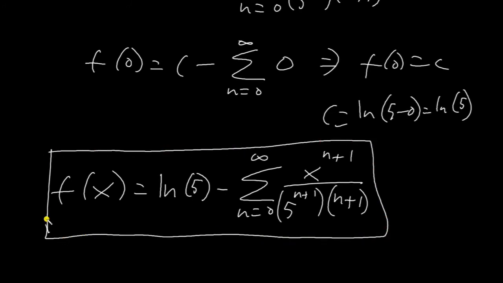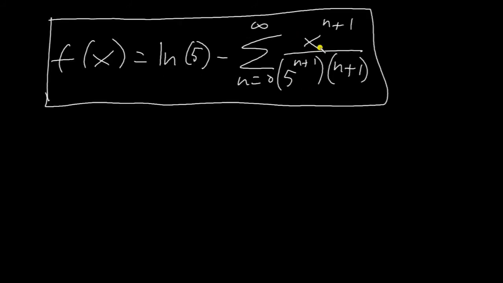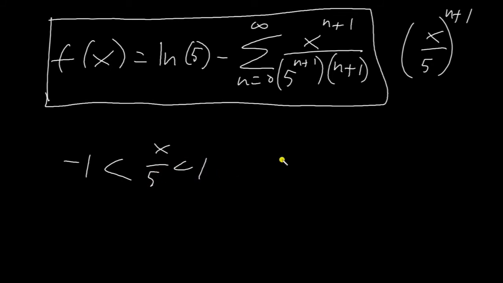Like I said, this one is probably a bit more difficult than anything you might see on the AP, but it's good practice. So now looking at the radius of convergence for the series, looking at the x to the n plus 1 and the 5 to the n plus 1, I could rewrite this as x over 5 to the n plus 1. So I want this x over 5 thing to be in between -1 and 1. So -1 is less than x over 5 is less than 1. That means -5 is less than x is less than 5.